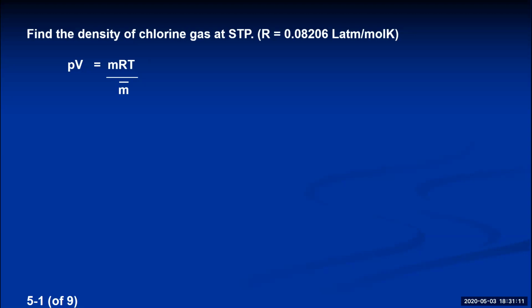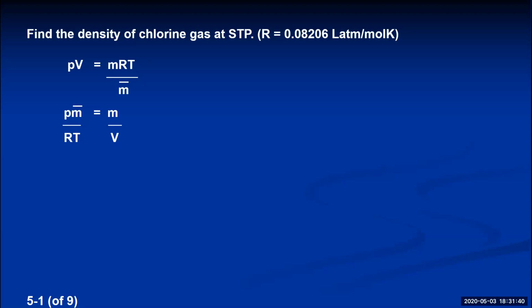The M, the mass, is in the numerator on the right side. V, volume, is in the numerator on the left side, so I'm going to divide both sides of the equation by V. So the V will move to the denominator on the right side, and I will have M over V. If I move the R and the T to the denominator on the left and the molar mass to the numerator on the left, then M over V, which is density, will equal the pressure of the gas multiplied by its molar mass divided by RT.